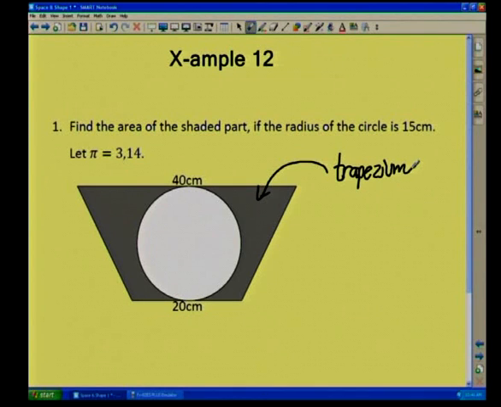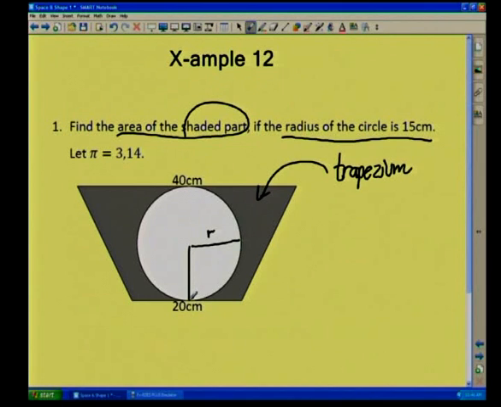And we need to read the information that they've given us. So it says, find the area of the shaded part if the radius of the circle is 15 centimeters. Now remember, the radius is from the center to the outside, and obviously that could be going downwards as well. And they told us that it is 15 centimeters.